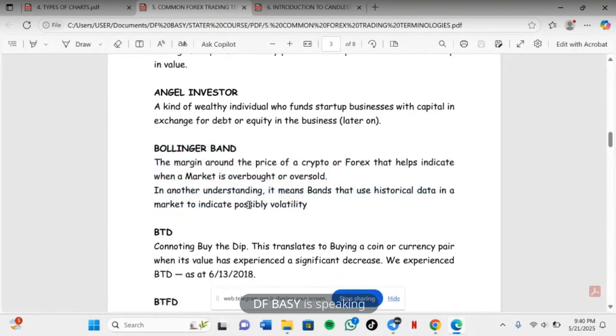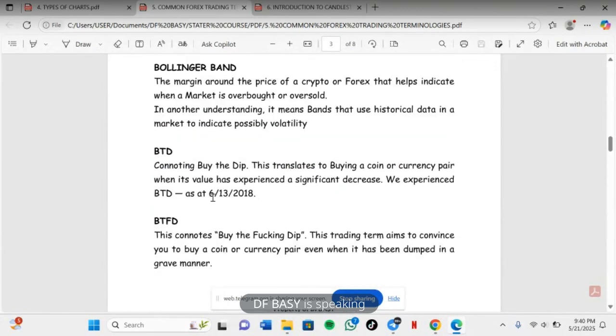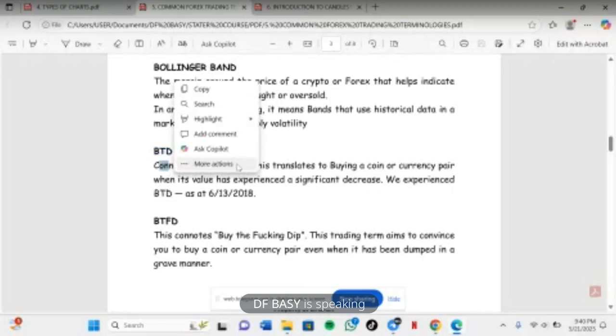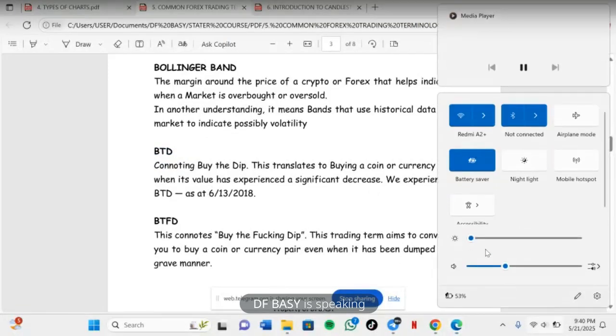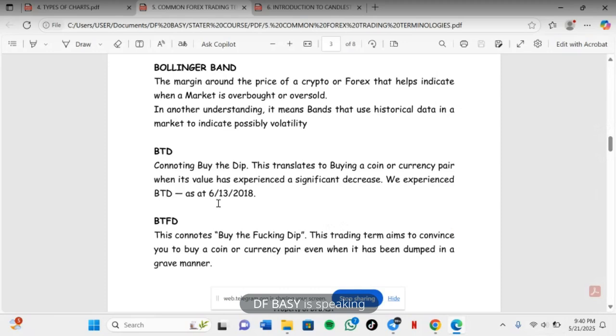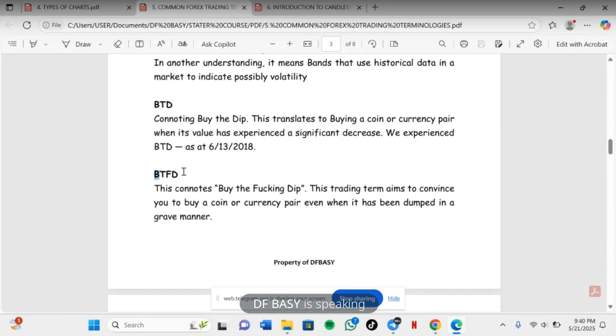It helps show you when the market is going up, when the market is bearish, or when the market is bullish. BTD connotes buy the dip. When you hear people in crypto say buy the dip, buy the dip, that's when the market is dipping. So they expect you to buy the dip, buy it as they sell. BTFD is the same thing, buy the fucking dip.